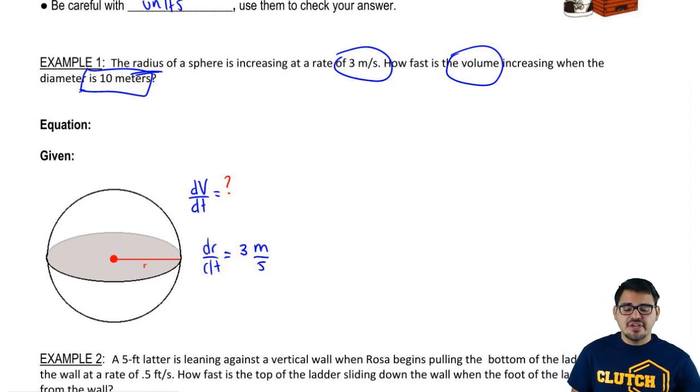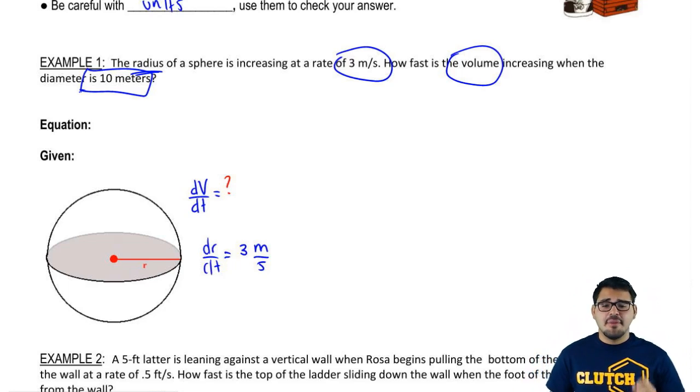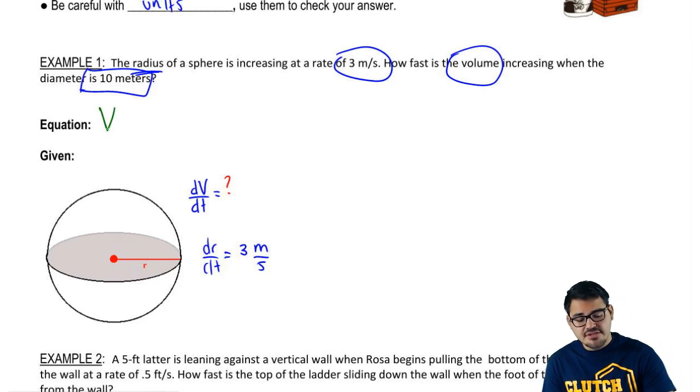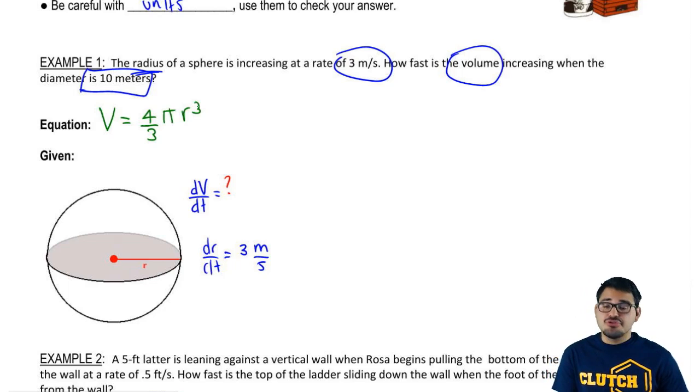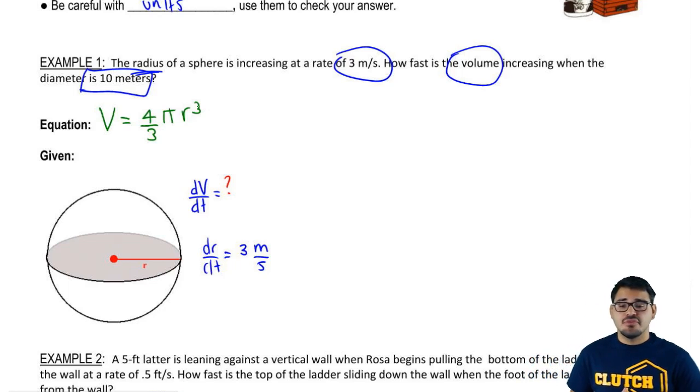So now that we have identified all our given information, let's talk about the equation that we're actually going to use. In this case, we're talking about how the volume is increasing when the diameter is 10, so we're concerned with the volume of this sphere. This will require a little bit of previous knowledge, but the equation for the volume of a sphere is 4/3 pi r cubed. There are only two variables here: the volume, V, and r for the radius.